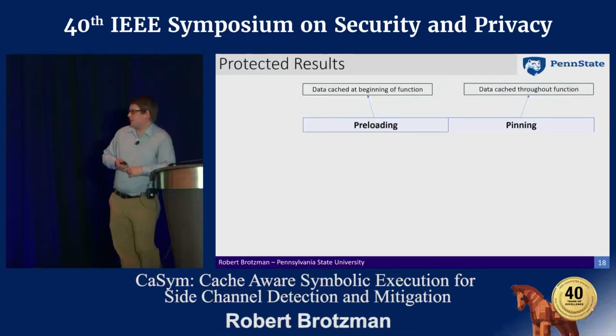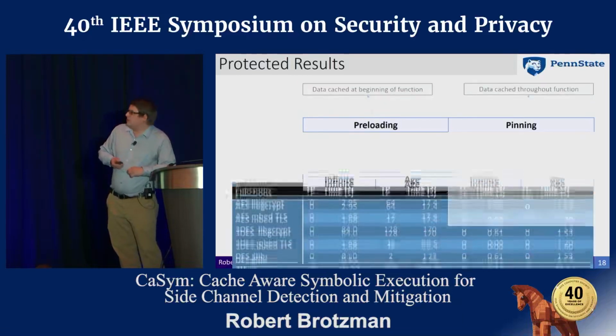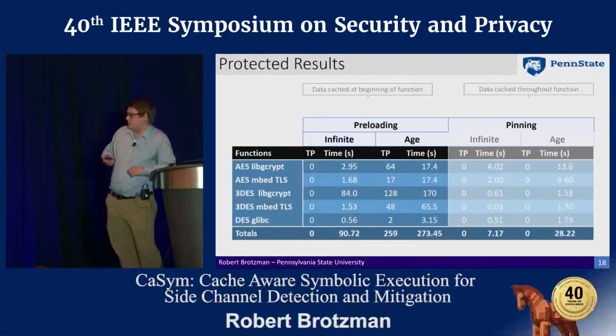With preloading, the data is going to be cached at the beginning of the function. And with pinning, it's going to be cached throughout the function. When we analyze the program, we see that with the infinite model, it reports that there are no side channels because things will never be evicted from the cache with that model. So if it's preloaded at the beginning, it'll be permanently in the cache. And with the age model, we still report side channels because the order of the accesses remains unchanged.